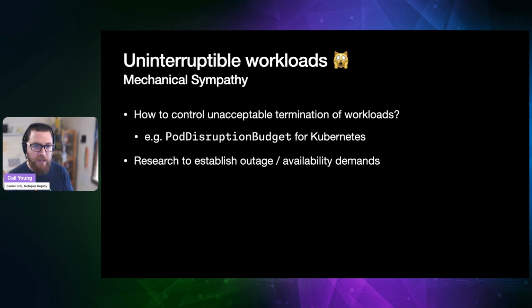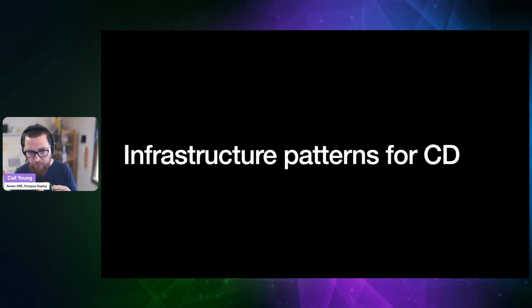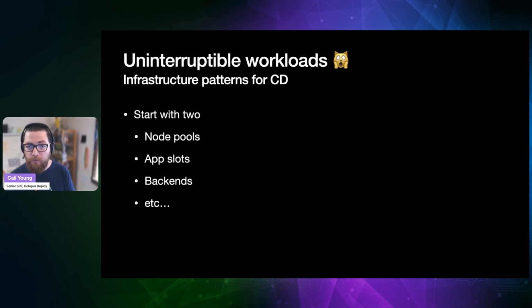So once you've developed this sense of mechanical sympathy, what kind of infrastructure choices could you be making to enable continuous delivery? The simplest way I can put this is you need to start with two. Two of what? Well, in Kubernetes, there might be node pools. In something like Azure App Service, there might be app deployment slots.